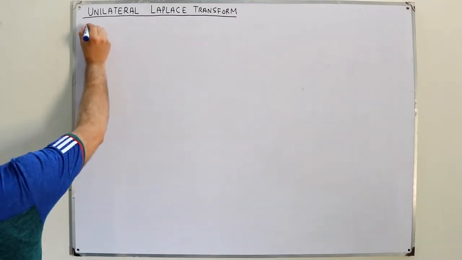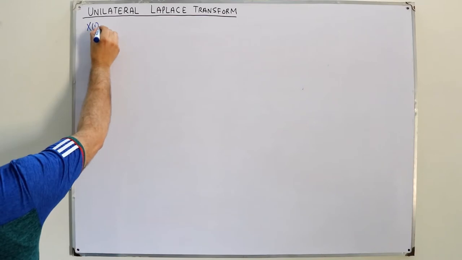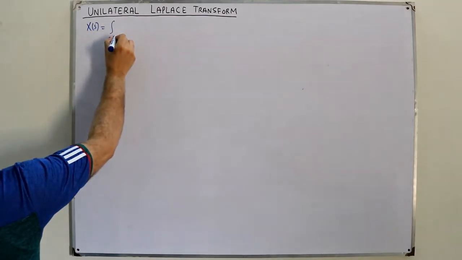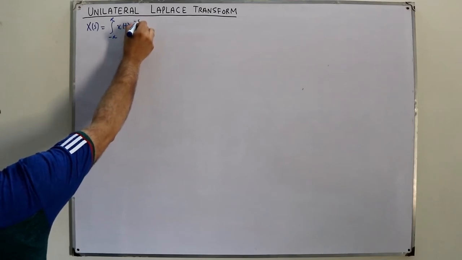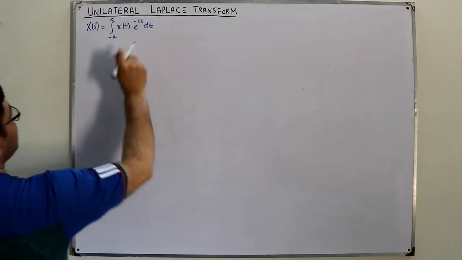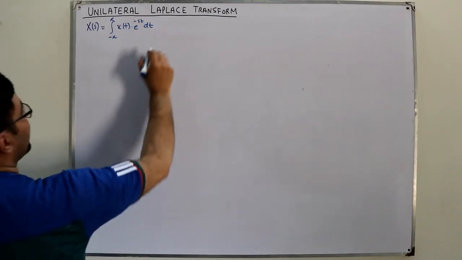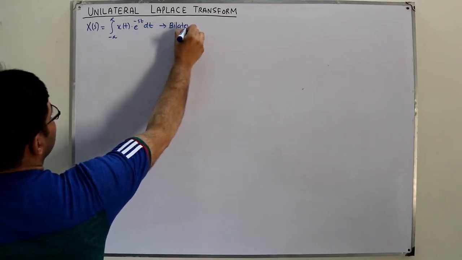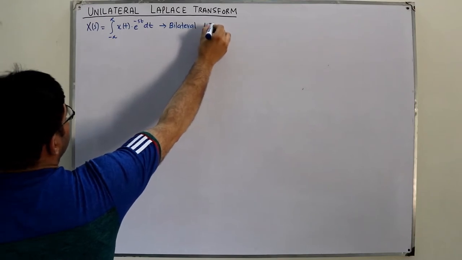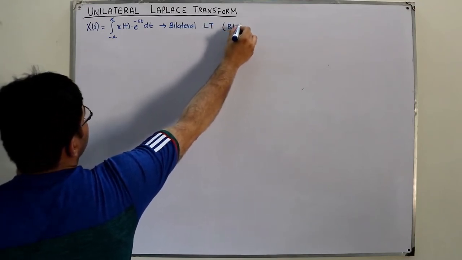We know the equation X of s equals the integration from negative infinity to positive infinity of x of t exponential of negative st dt. This is the Laplace transform, and this we name as the bilateral Laplace transform, BLT in short.